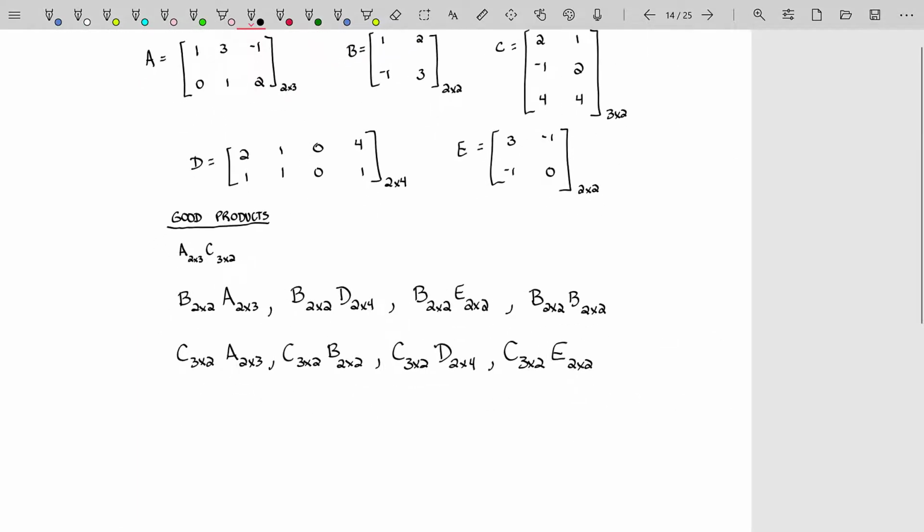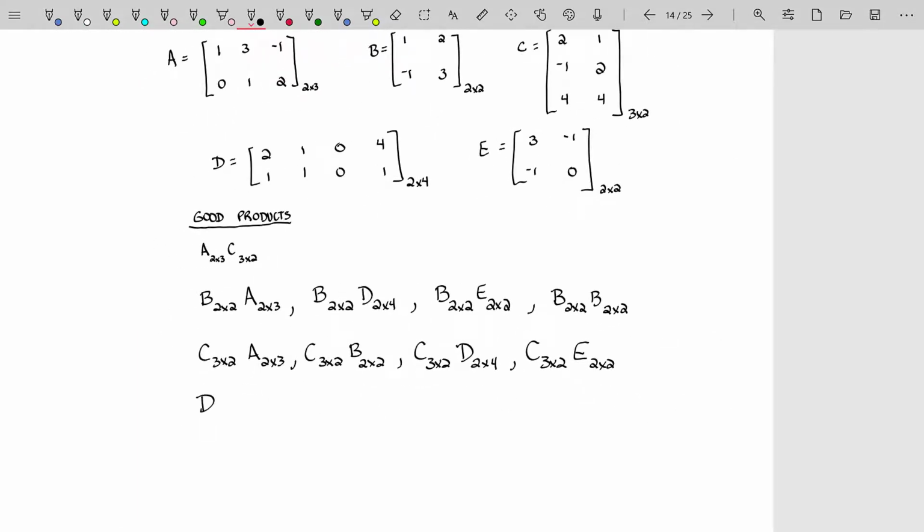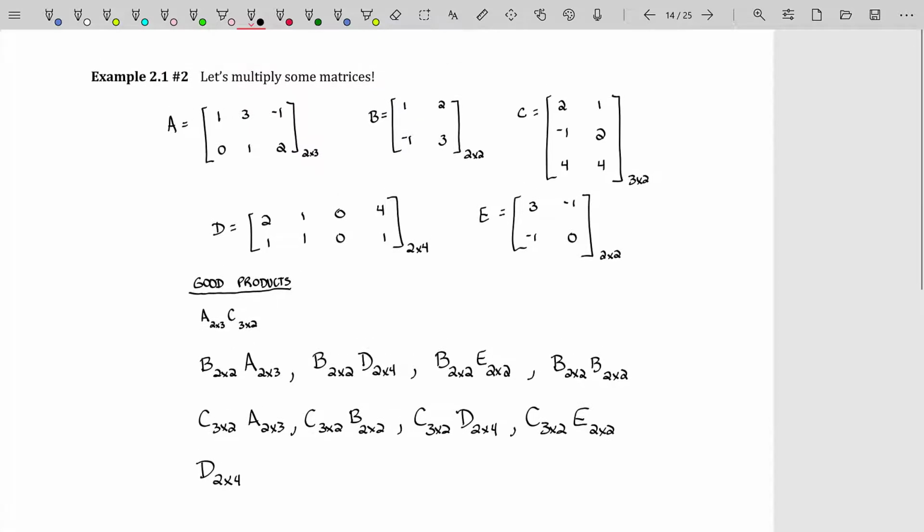Let's take a look at what D can multiply. Well, D is a 2 by 4. And unfortunately, there are no 4 by anythings here. So D can't multiply any of these matrices. So I erase that.